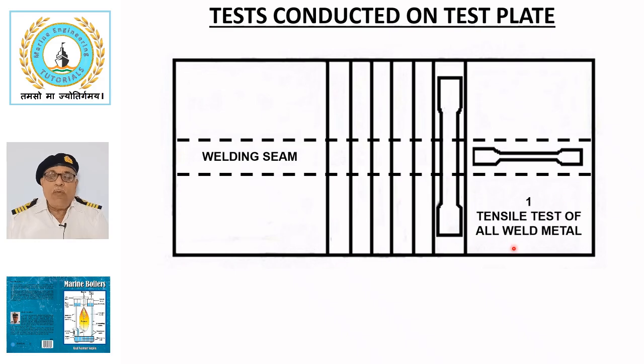Tensile test of all weld metal is conducted to assess the strength and ductility of the welded seam and on the joint to evaluate the strength and ductility of the boiler shell. Tensile test of the joint is conducted to assess the strength and ductility of boiler shell.